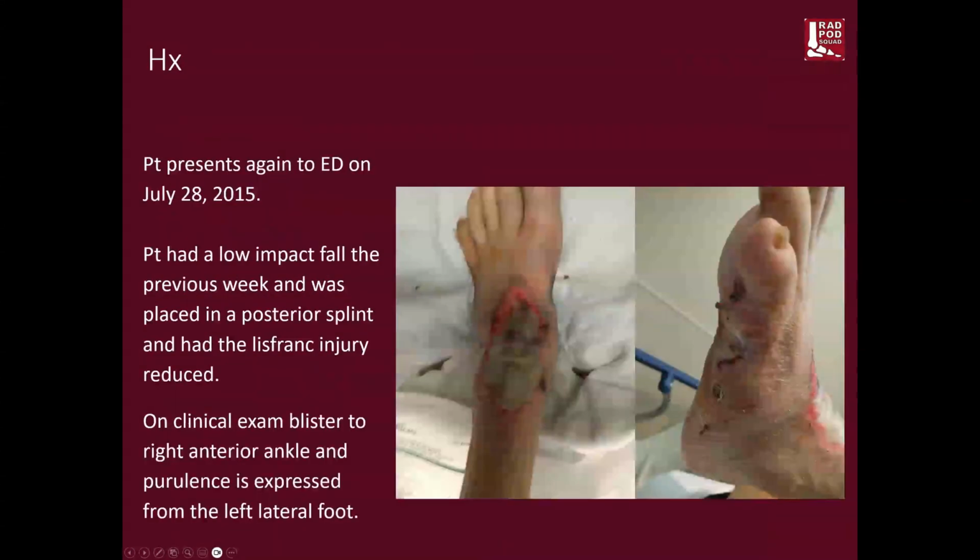He presented again on July 28th in the ED, and he had suffered a low impact fall. He was placed in a posterior splint and had his Lisfranc injury reduced. On clinical exam, a blister to his right ankle was purulent and expressed from the lateral aspect of the foot. So they pressed in one location and got pus out the other location. You can see the extensive area of infection and skin dehiscence.